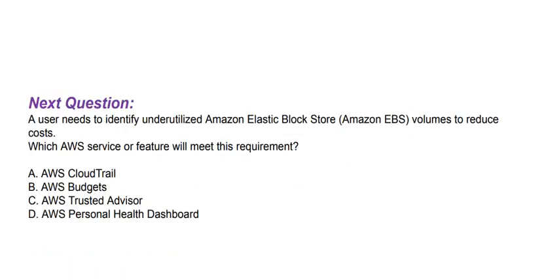Next question is, a user needs to identify underutilized Amazon Elastic Block Store volumes to reduce costs. Which AWS service or feature will meet these requirements? Option A. AWS CloudTrail. Option B. AWS Budgets. Option C. AWS Trusted Advisor. And option D. AWS Personal Health Dashboard. The correct answer is option C.